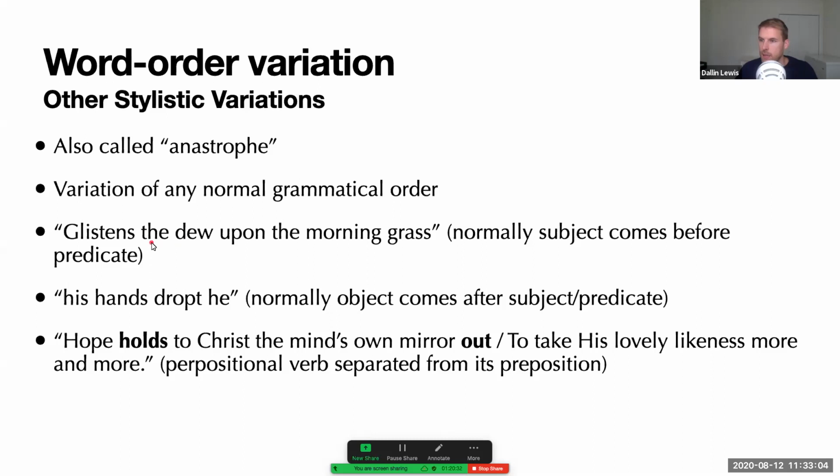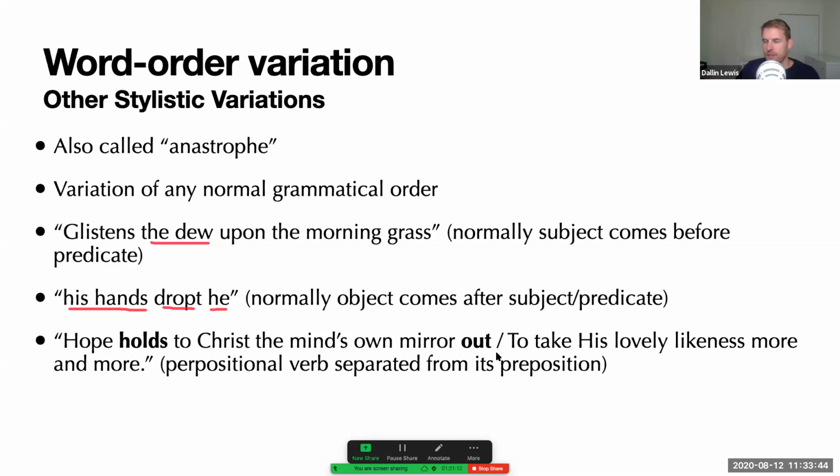So: "Glistens the dew upon the morning grass." Here we have the subject, the dew, and it's been put after the verb. It should be "the dew glistens upon the morning grass," but it sounds a little bit nicer, more poetic this way. This is from Samuel Taylor Coleridge. "His hands dropped he." He is actually the subject, dropped is the verb, and his hands is the direct object. So it's actually "he dropped his hands." "His hands dropped he" is a way to reverse all of that completely.